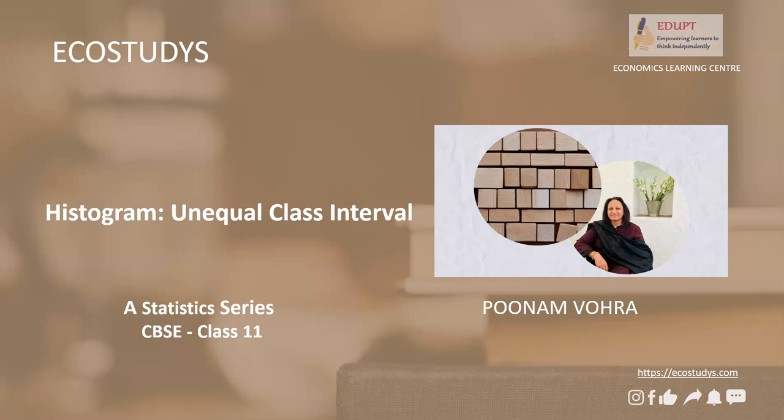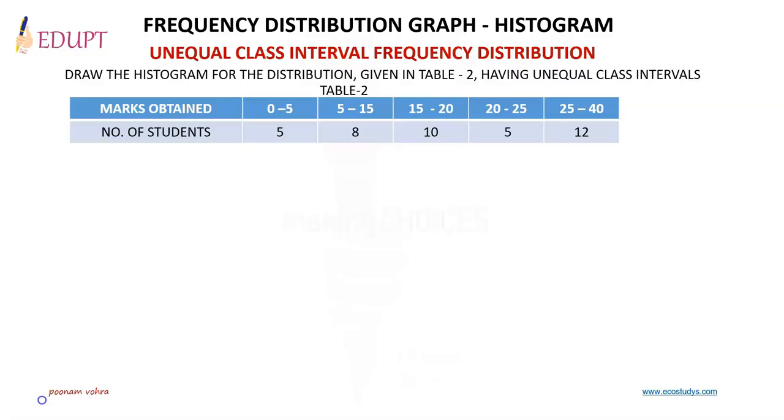Hello everyone. Now we shall understand how a histogram gets constructed when the class intervals are unequal. Have a look at this numerical example where marks obtained and number of students are given. Marks obtained are in class intervals which are unequal. Let us go step by step.